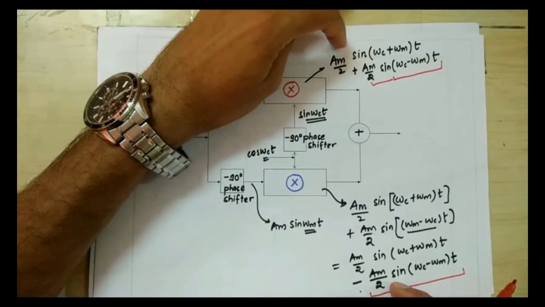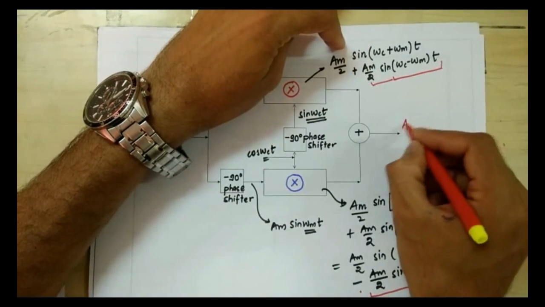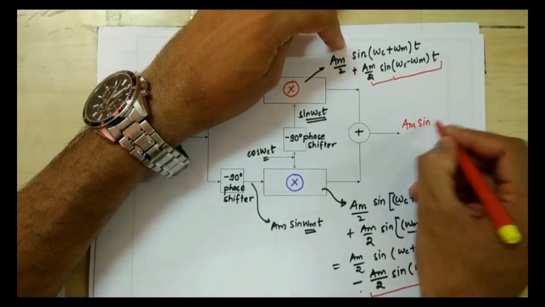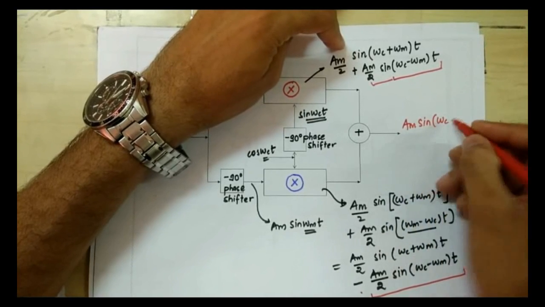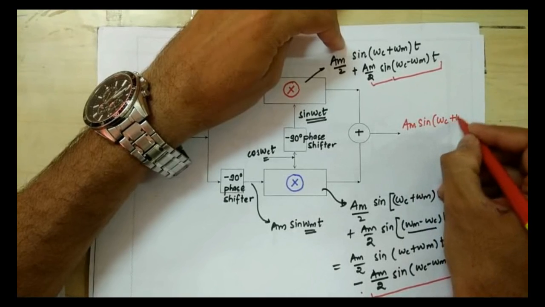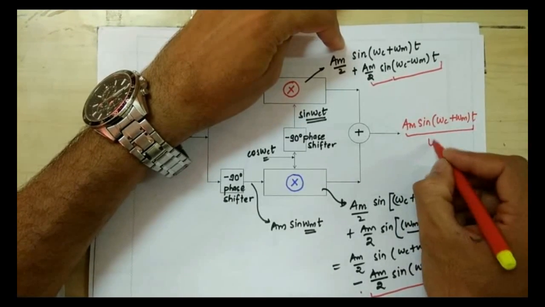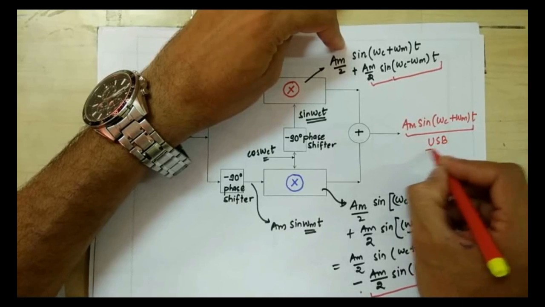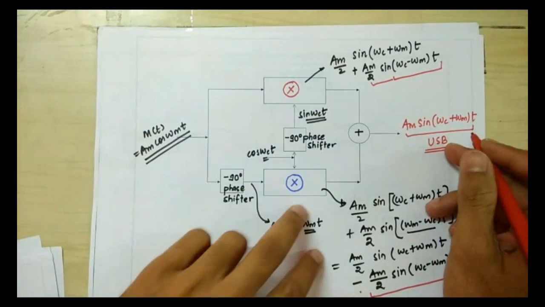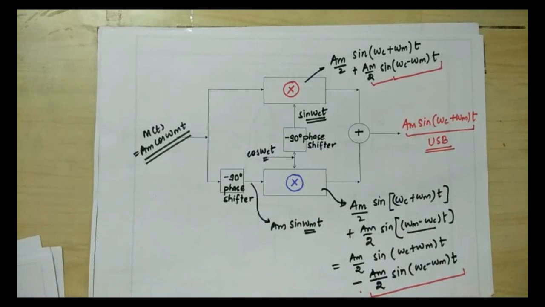If you add these two, the lower sideband is cancelled, and the output we get is AM sin of omega c plus omega m t, and this is nothing but the USB signal. This signal is just the minus 90 degree phase shifted version of the actual USB signal.